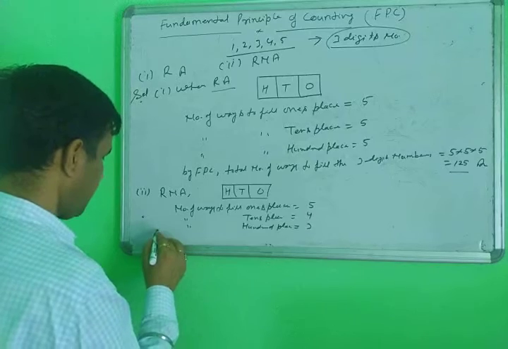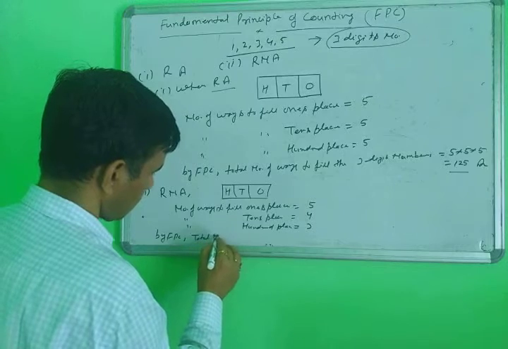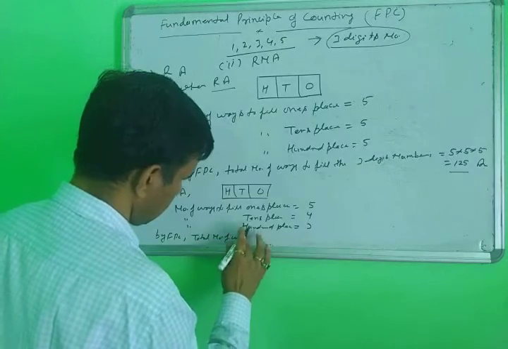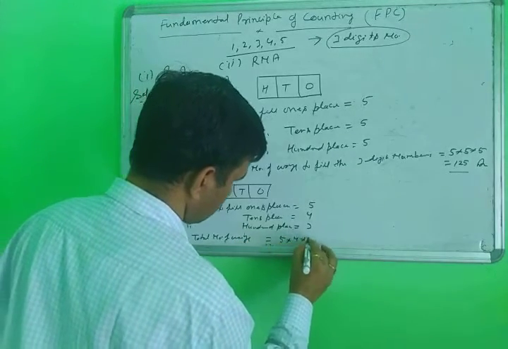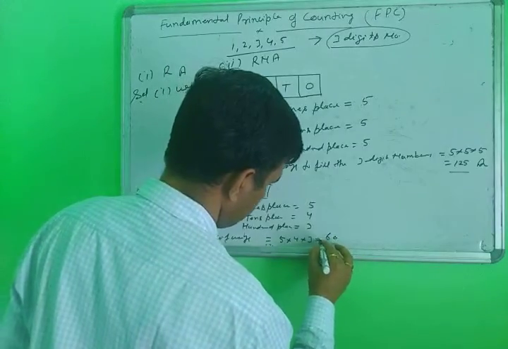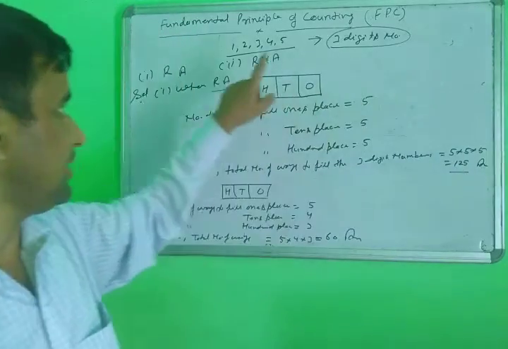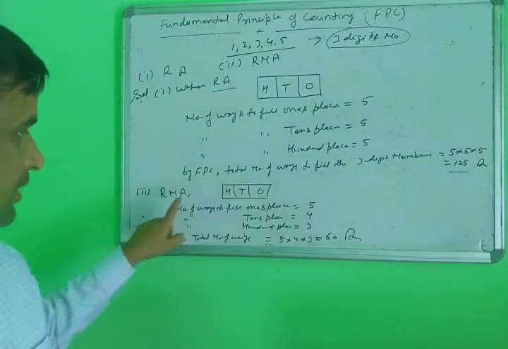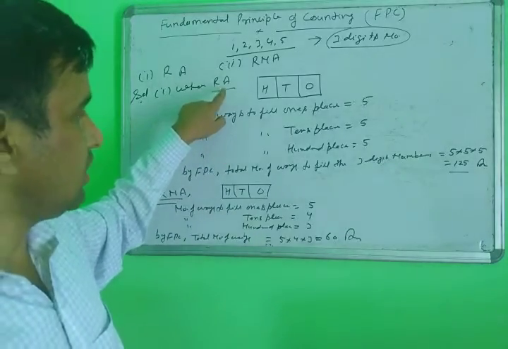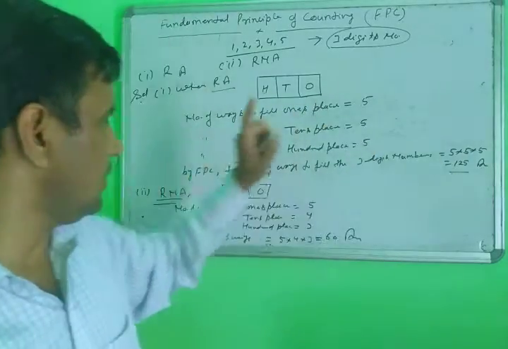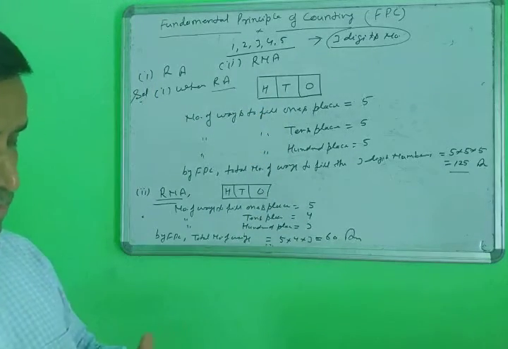So then by FPC, the total number of ways equals 5 into 4 into 3, which is 60 ways. This is your answer. But both answers are different. One is for repetition allowed, the other for repetition not allowed. It depends on which condition is given. If repetition is allowed, the answer will be different. If repetition is not allowed, the answer will be different. Yes, in this way you will solve every question. No doubt.